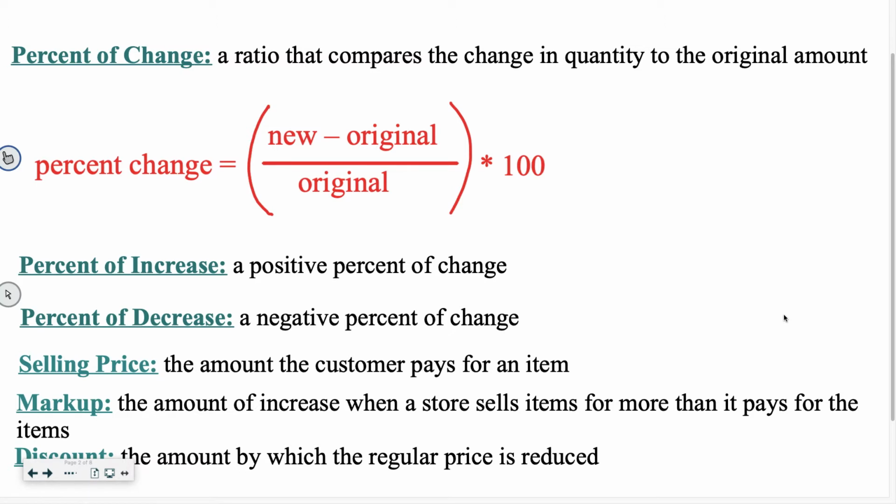Okay? And the way that we find percent of change is this red equation here. You want to make sure that you have a screenshot of this. You write it in your notes. This is going to be very important. You're going to do the new minus the original divided by the original, and then you multiply that by 100, and that's going to give you your percent of change.